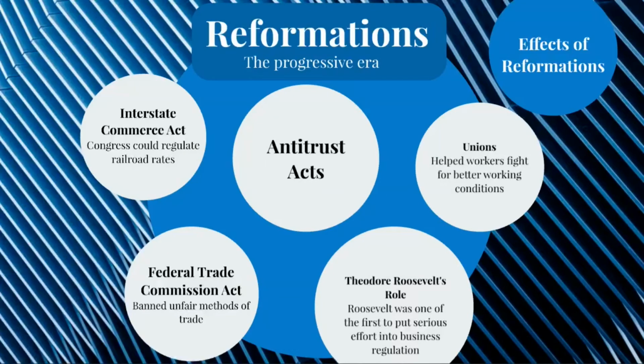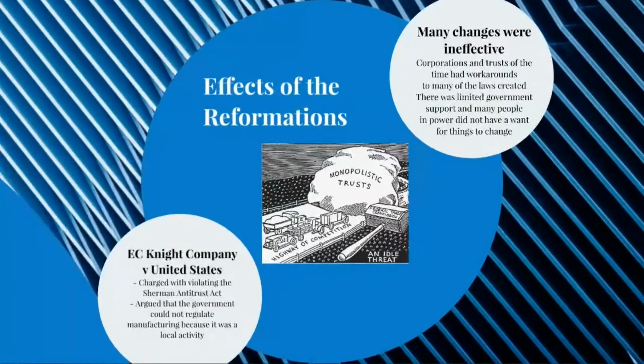The effect of reformations. Knight was a sugar monopoly and became the first interpretation of the Sherman Antitrust Act. The case began when the E.C. Knight Company gained control over the American Sugar Refining Company, and by 1895, the companies controlled 98% of the sugar refining industry. Therefore, the company was charged with violating the Sherman Antitrust Act.